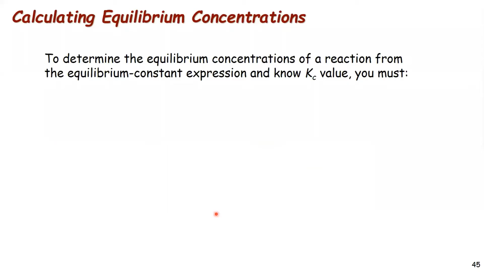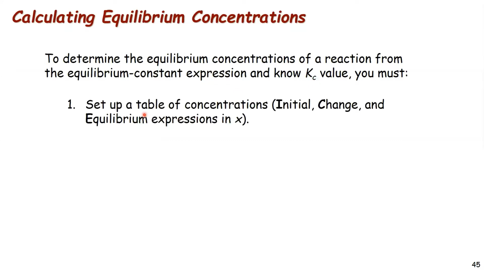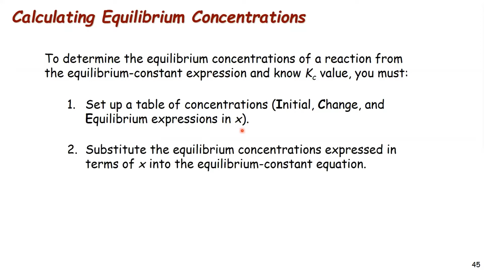Now, to determine the equilibrium concentrations of a reaction from the equilibrium constant, we've got to know Kc. Okay, we've got to know the equilibrium constant value itself. So we're going to set up an ICE table. Okay, we're going to make the changes in terms of x. Again, always losing our reactants and gaining our products.